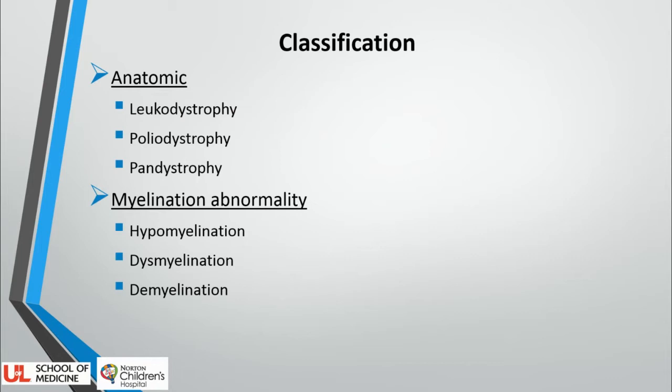These diseases impair myelin by processes such as hypomyelination, which is decreased myelination of white matter, dysmyelination, which is breakdown of abnormally formed myelin, and demyelination, which is breakdown of normally formed myelin.